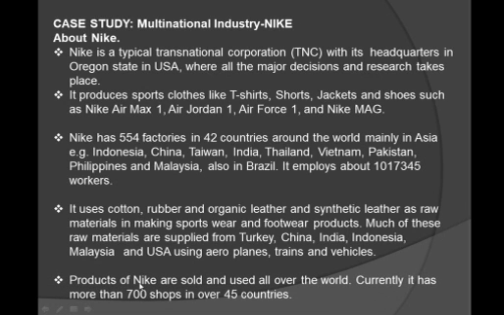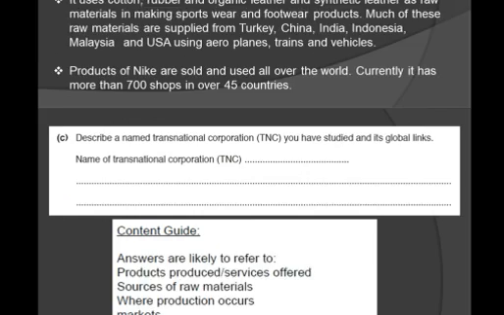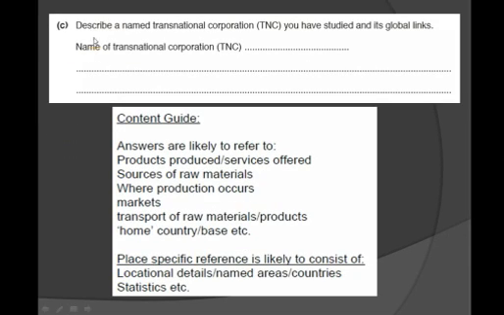So the products of Nike are sold and used all over the world. Currently, it has more than 700 shops in over 45 countries. These are very good statistics and examples that you need to be able to remember while you're answering the question. So take a look at this question.